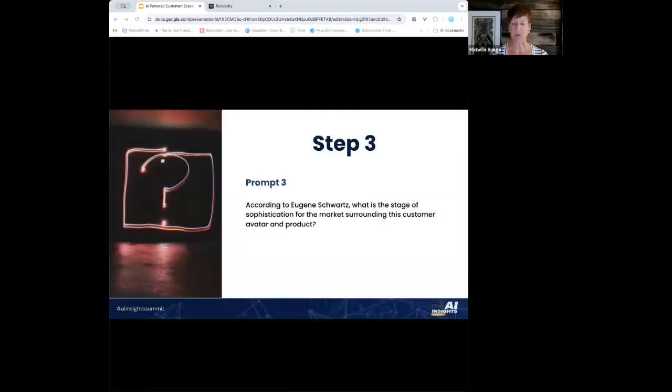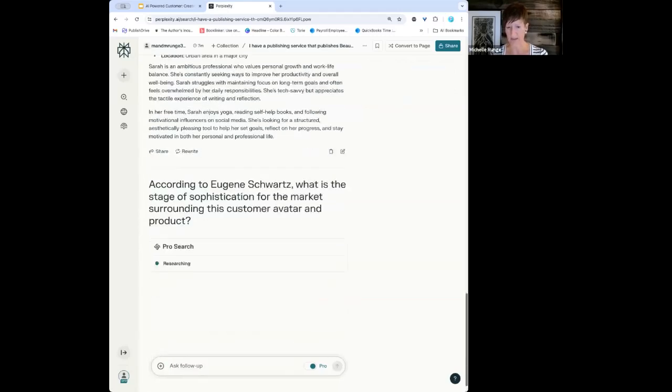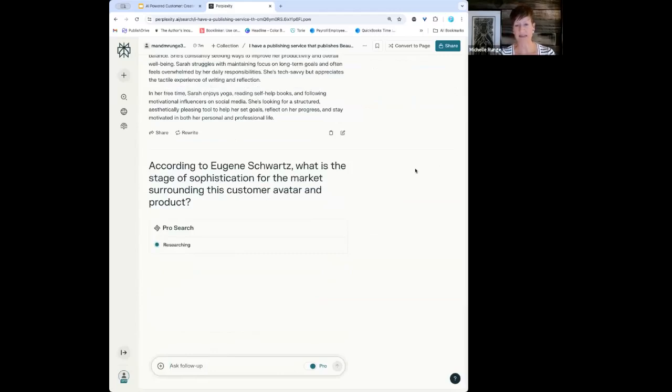All right, so let's see where we fall here. We're going to use this prompt. According to Eugene Schwartz, what is the stage of sophistication for the market surrounding this customer avatar and product? Again, somehow my Zoom, there we go. It was always in place where it shouldn't be. All right, so we're going to put this prompt into Perplexity, and we're going to find out what the stage of sophistication is for the market.